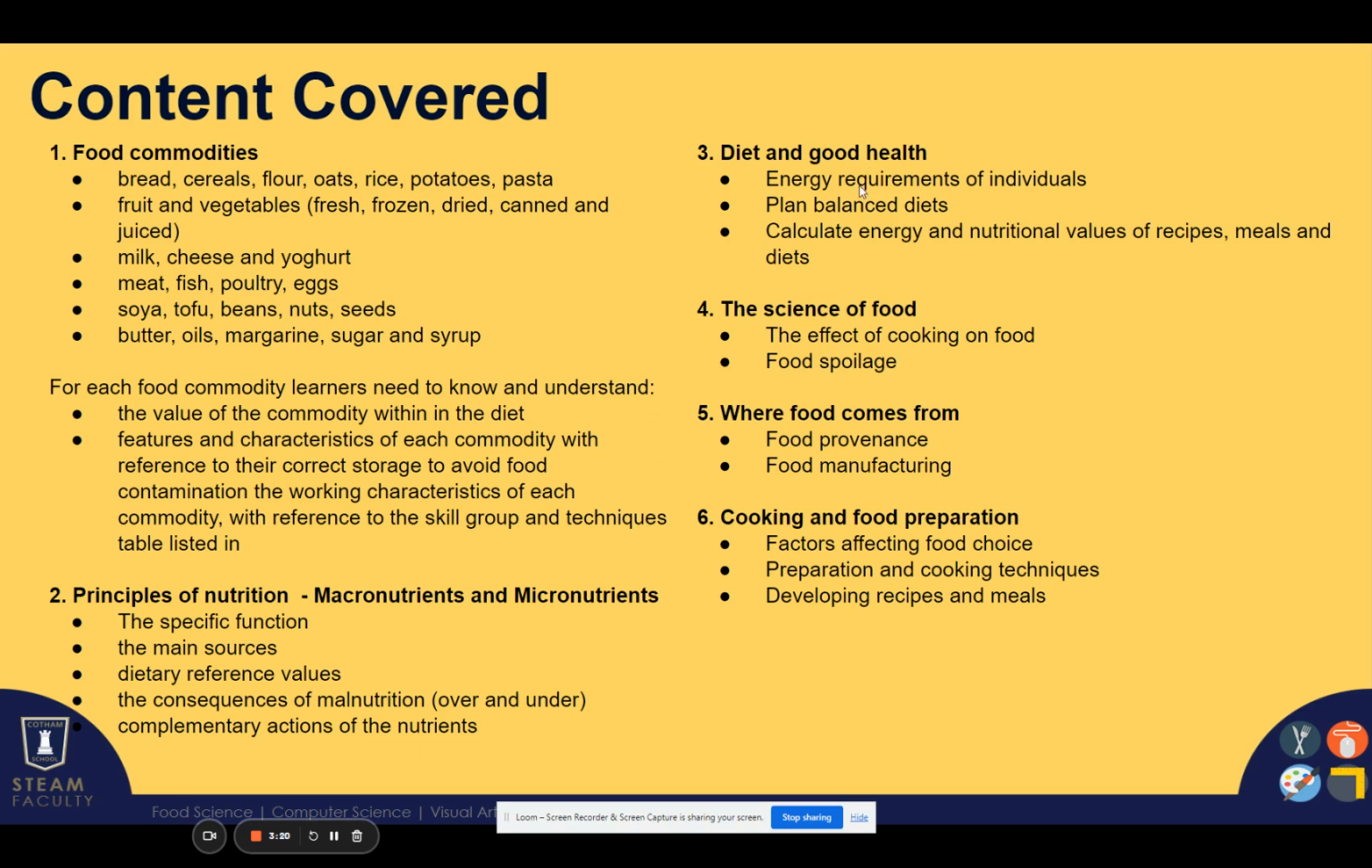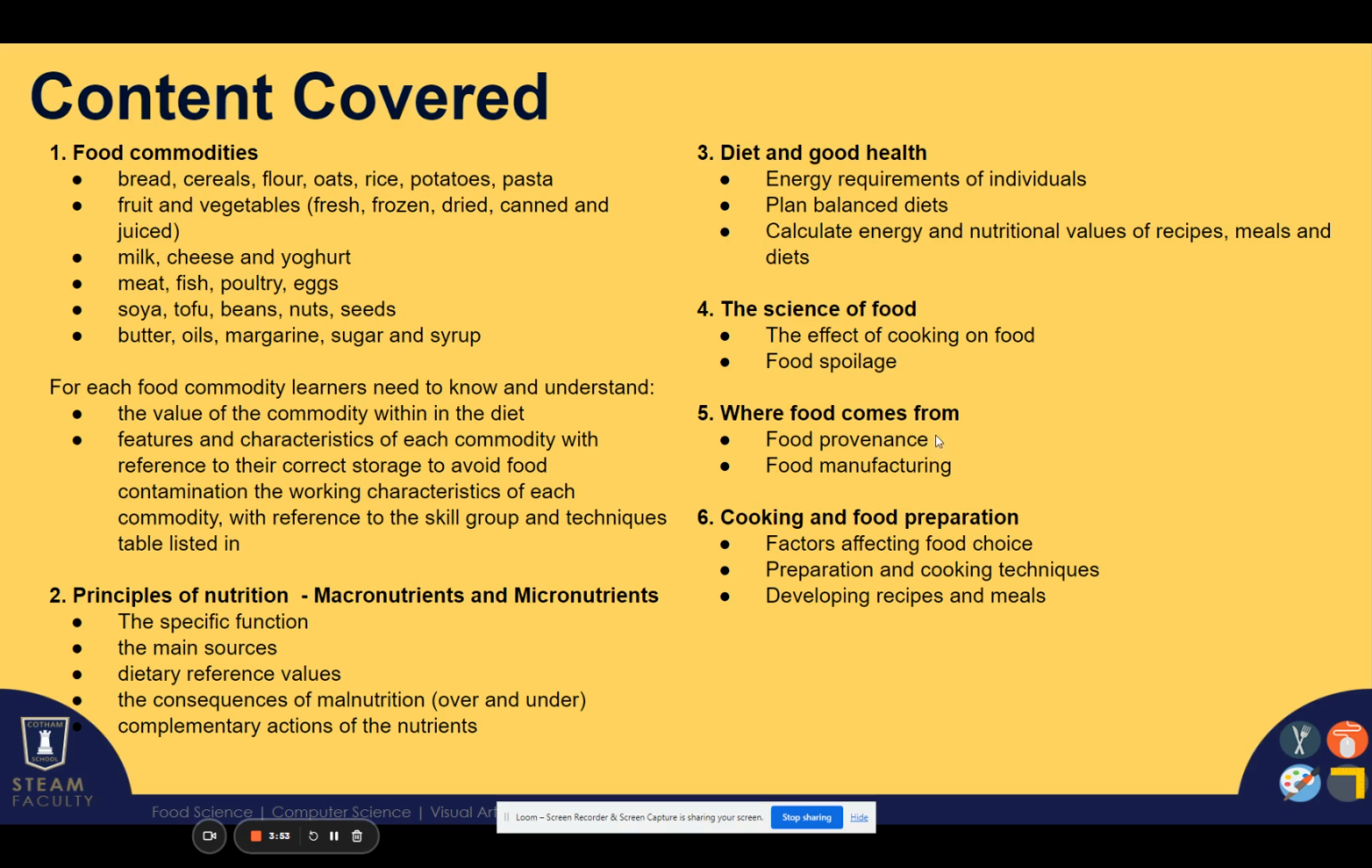We will be looking at diet, good health and the energy requirements of individuals. We will be expecting students to plan a range of balanced diets for a range of needs, from diabetes to lactose intolerance and coeliac disease. And within this, they should be able to calculate the energy and nutritional value of the recipe, meal and diet. Students also look at the science of food, so the effect of cooking, things like dextrinisation, caramelisation, the Maillard reaction, how those change the properties of food, and how food deteriorates. So we look at food spoilage.